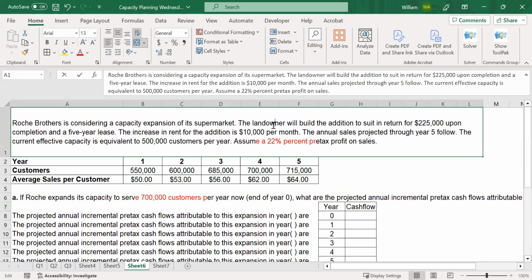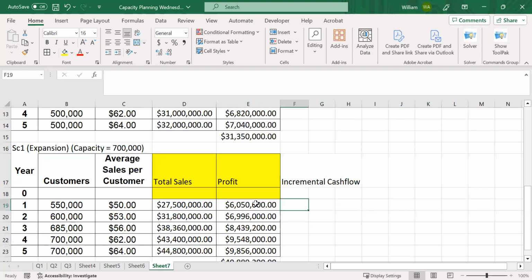And we're told that this is going to equal, where do we have that? Okay, the information here. The landowner will build the addition to suit in return for $225,000 upon the completion of the expansion. And there'll also be a monthly increase in rent equal to $10,000 a month. Okay, so let's add those to our calculation. So in the first time period here, we're going to pay a contractor $225,000.